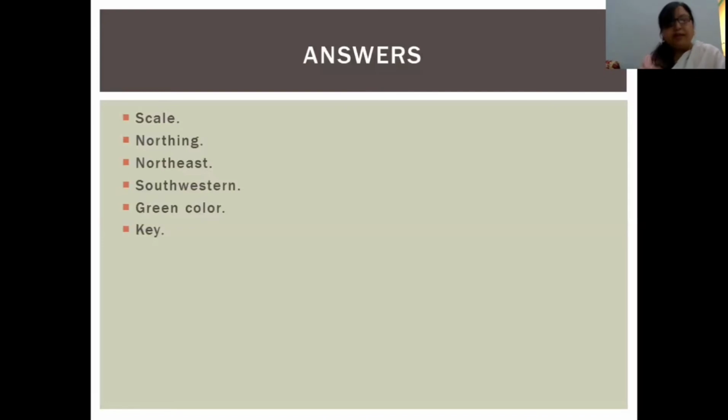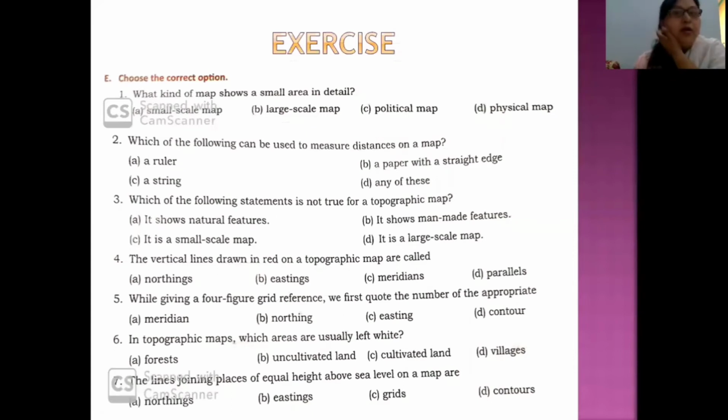So these are your fill in the blanks. Next we have choose the correct option. First of all, what kind of map shows a small area in detail? A option is small scale map, B large scale map, C political map, D physical map. So the answer is large scale map. In a large scale map, we show the small areas in detail.